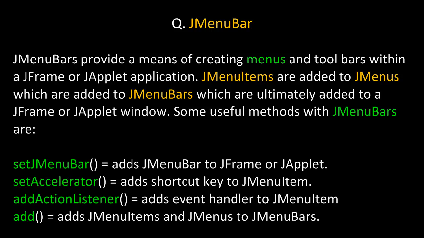Some useful methods with JMenuBars are setJMenuBar, which adds a JMenuBar to a JFrame or JApplet, setAccelerator, which adds shortcut keys to JMenu items, addActionListener, which of course adds an event handler to a JMenu item, and add, which adds JMenu items and JMenus to JMenuBars.